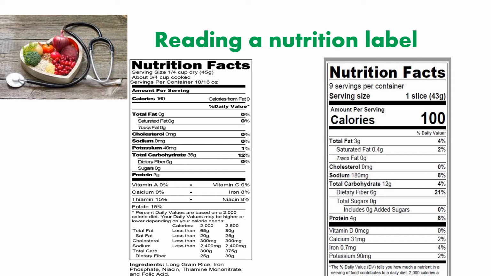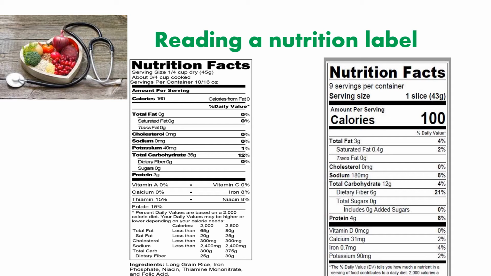For the rice, it's a 1/4 cup dry, and it's 45 grams, and if it's cooked, it would come out to 3/4 of a cup. Then it gives you the total amount of calories. With the rice, it's 160 calories for that 3/4 cup of cooked rice. And then it'll give you the amount of fat and cholesterol and sodium, which is 0 for the rice when you don't add anything to it.